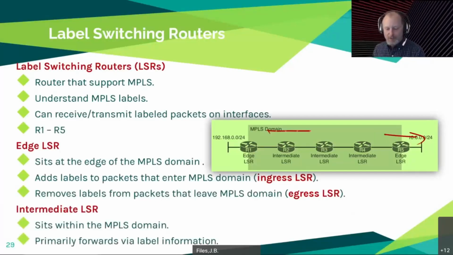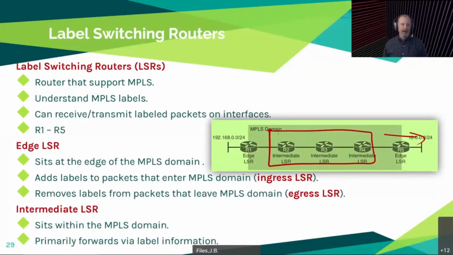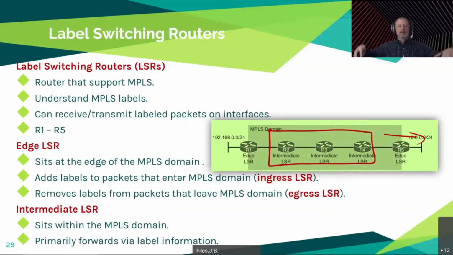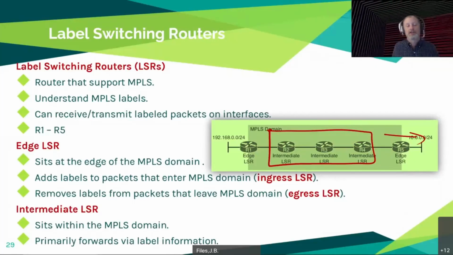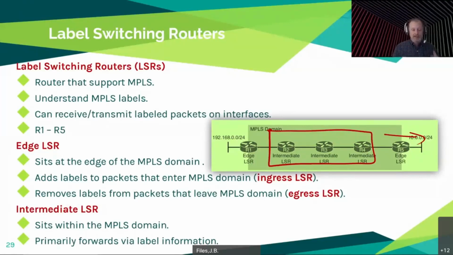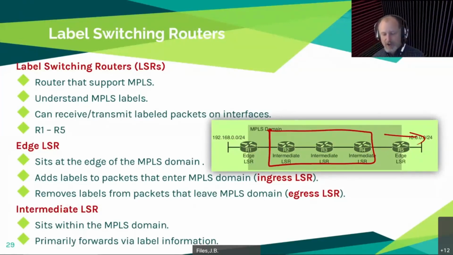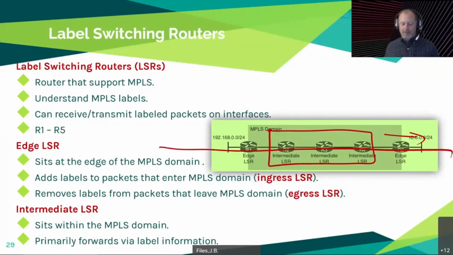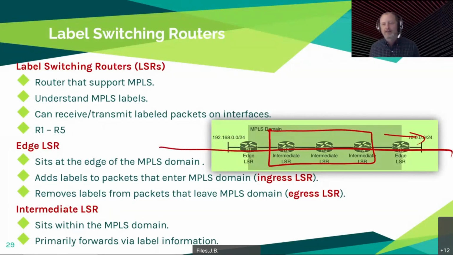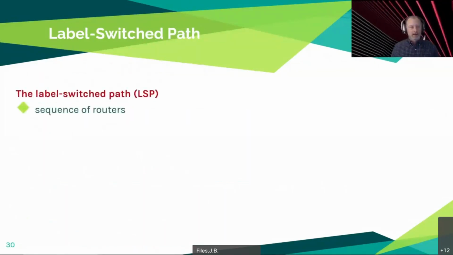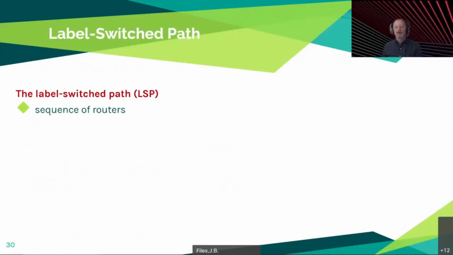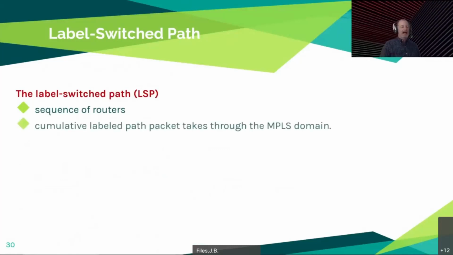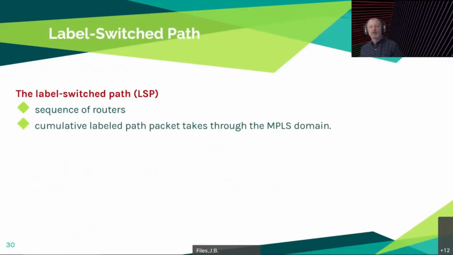And then of course you've got intermediate LSRs that are going to be in the middle of the MPLS domain. These are pretty much just going to look at the labels, because they're not adding or taking off any labels. So that's all they're going to be looking at. So the packet's going to go along this path. The label switched path is the sequence of routers that it's going to travel through the MPLS domain.